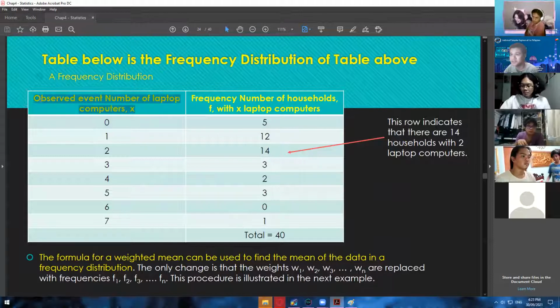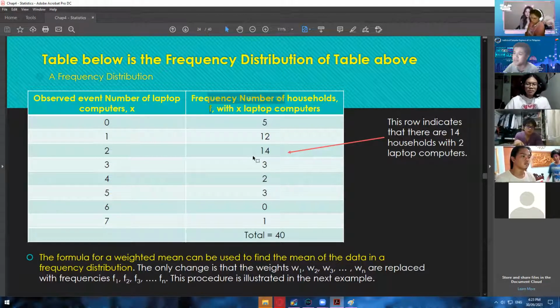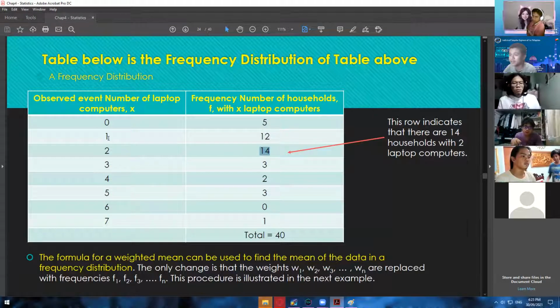This one is the example of a frequency distribution. Here we have the observed event, number of laptop computers, which let's just call X. And then we have here the frequency, number of households. This is the frequency of how many times it appears, for the first column, with X laptop computers. In here we have 0 to 7. Then we have the counts of those X values right here. This row indicates that there are 14 households with 2 laptop computers. And then we have one.